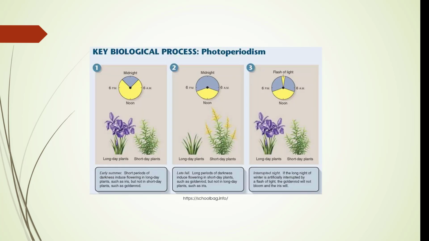Okay, so on the left here we've got long day plants and short day plants. We've got short periods of darkness for early summer induce flowering of the long day plants such as iris, but not in short day plants such as goldenrod. In the late fall, there's longer periods of darkness, and that induces the flowering of short day plants such as goldenrod, but not in long day plants such as iris. And then with interrupted night, the long night of the winter is artificially interrupted by some sort of light, so the goldenrod would not bloom and the iris would.